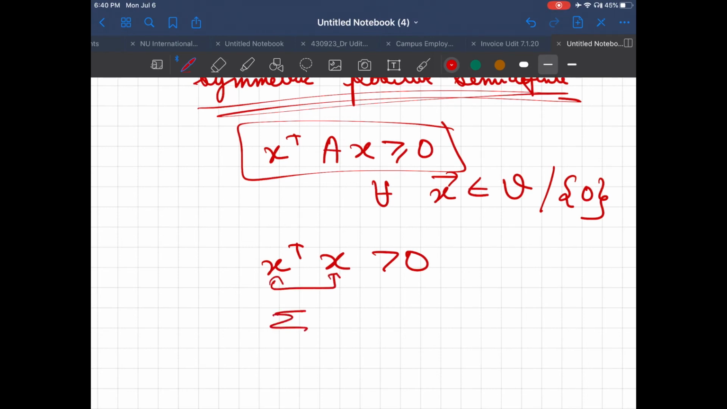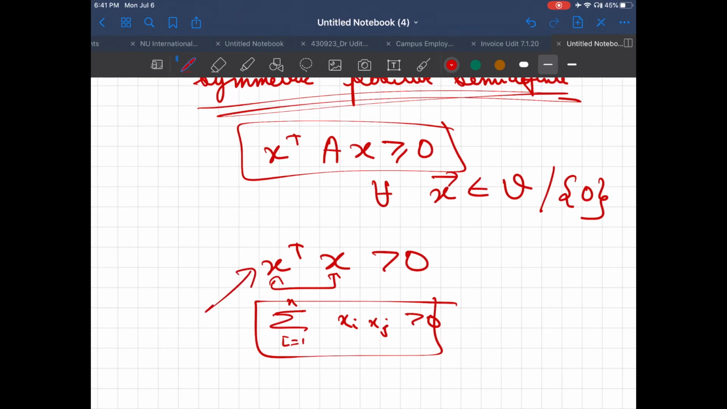And if you look at this closely, this is nothing but the square of various terms taken from 1 to n, xi, xj, and this has to be greater than 0 because we are talking about squares, because we also learned that this is something we calculate while calculating the Euclidean norm. So Euclidean norm is the square root of x transpose x, and hence Euclidean norm is also a derivative of an inner product or dot product.